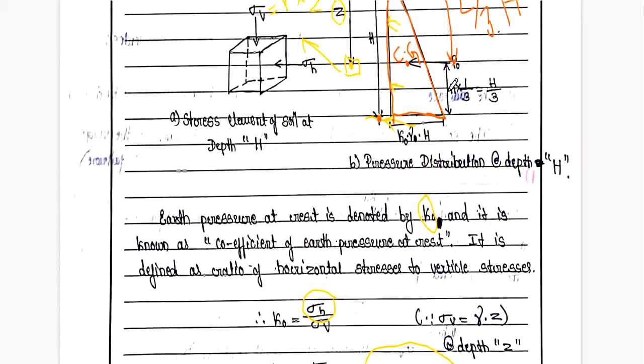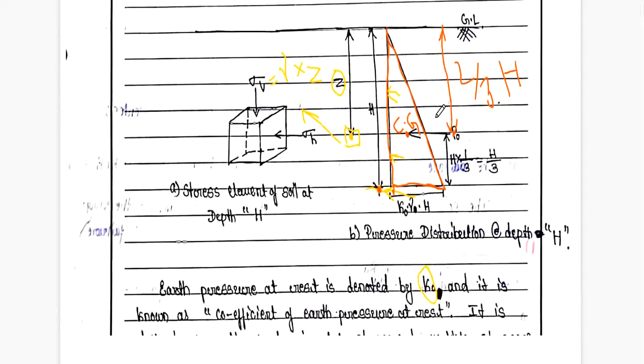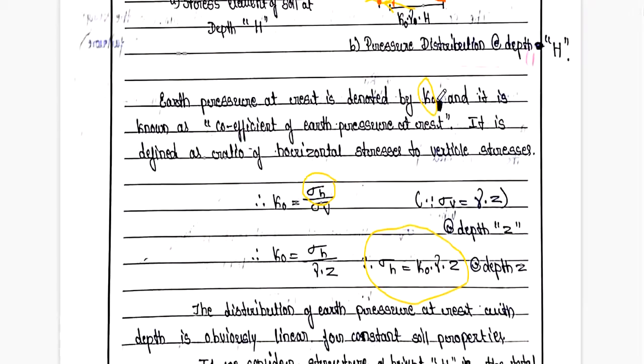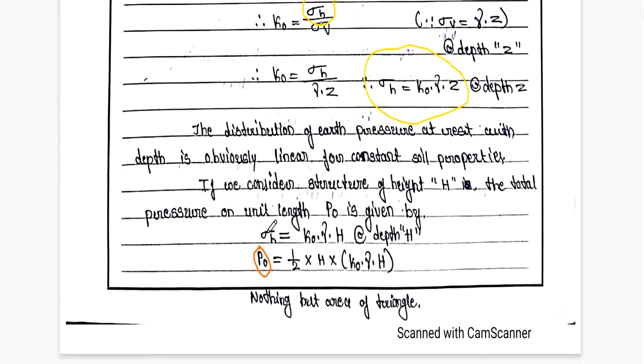In the previous session we studied the earth pressure at rest. We studied how to find the lateral earth pressure, that is the horizontal earth pressure, sigma h, at a particular point. After that, we studied how to find the total earth pressure in the horizontal direction.